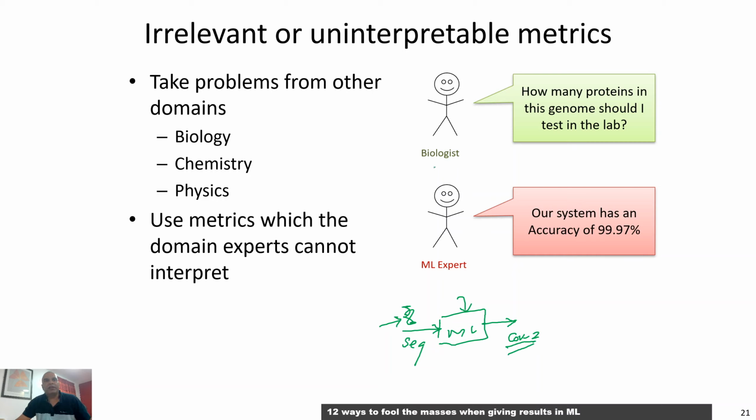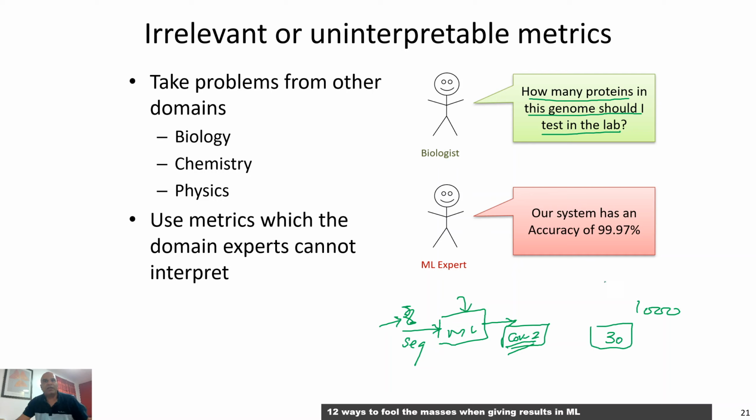Now, the biologist is interested in how many proteins should I test in the lab. Let's say you've got a list of 1,000 proteins. You give it to a machine learning model, and your machine learning model, let's say, identifies 30 of them which are good candidates for SARS-CoV-2, and then you can give that to your biologist, and then they can run experiments to experimentally verify whether they are effective against this virus or not, right? So the question that they are asking is, how many proteins in this genome should I test in the lab? And the answer is 30.